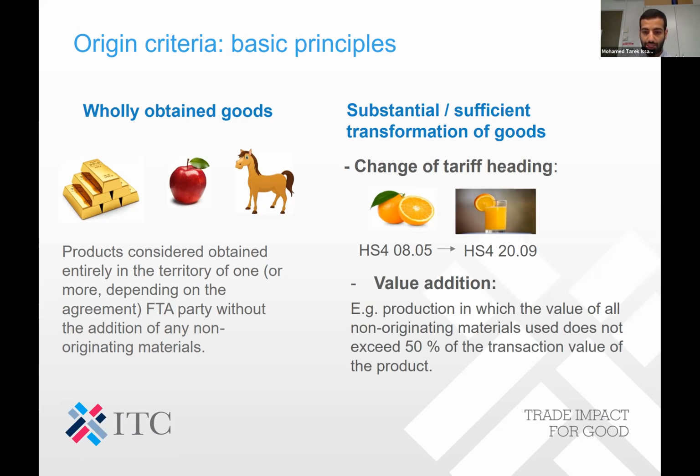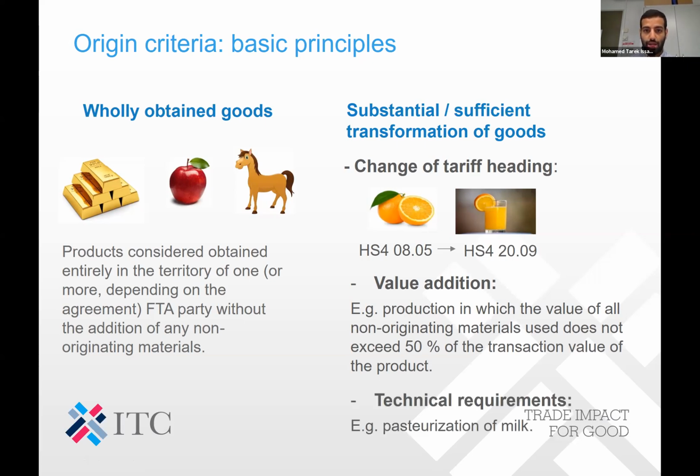Also, we might talk about value addition. For the same example, if I have orange juice and the value of this orange juice is $10, can I say that it has originated in Kenya? Yes, if only the non-originating ingredient cost is less than 50%. So if the oranges originating in Spain are valued at $2, in that case, we can say that this has originated in my country, Kenya.